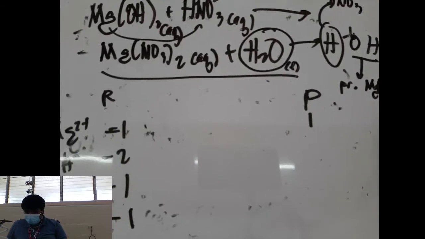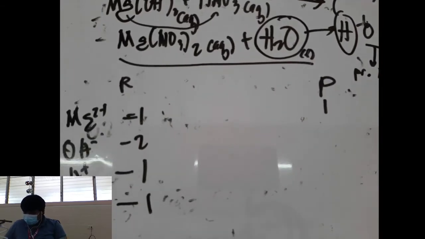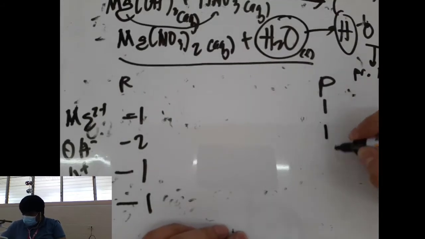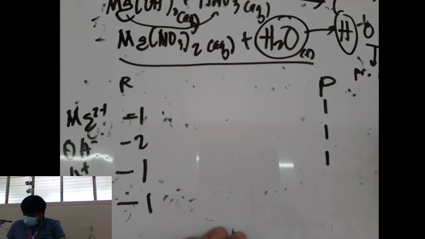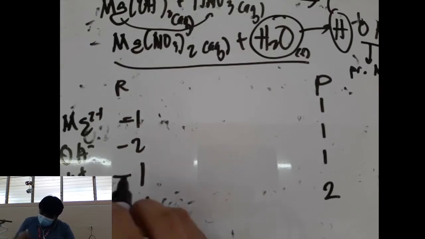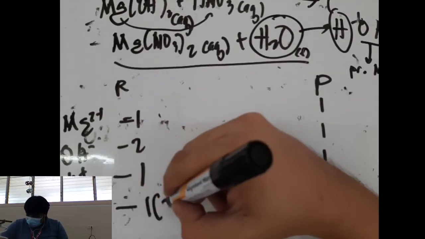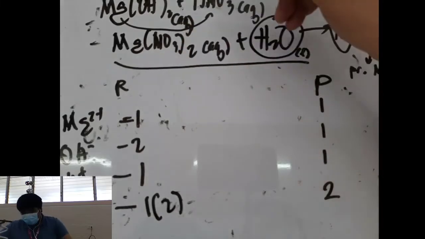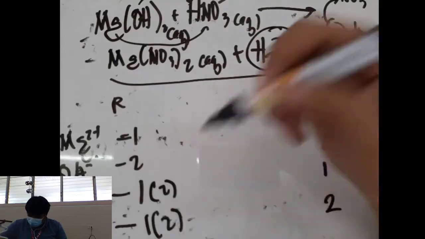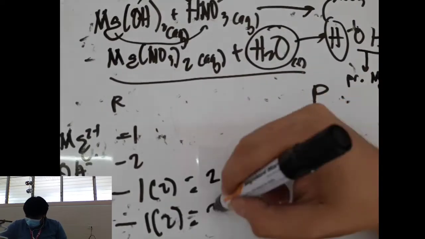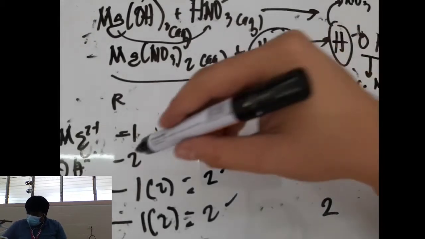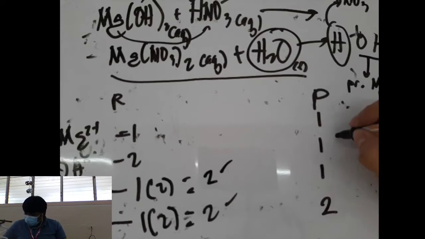Okay, so going back, for water we have one OH and one H plus, and for the nitrate in magnesium nitrate we have 2. So what I did first is multiply nitrate by 2. Since it is attached to the H plus in our equation, this will also be multiplied by 2. So 2, check. Now on the product side, the OH is not balanced, so we multiply this by 2.